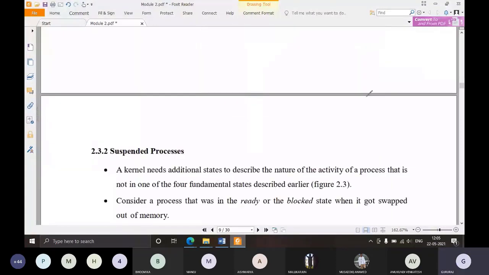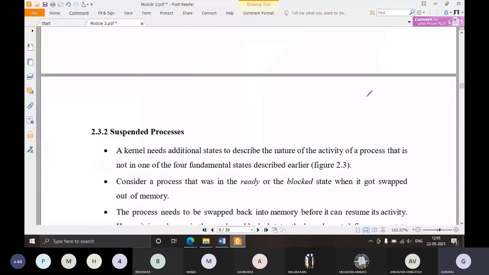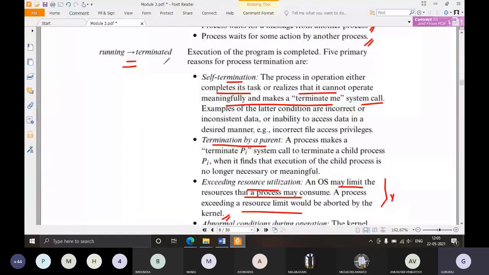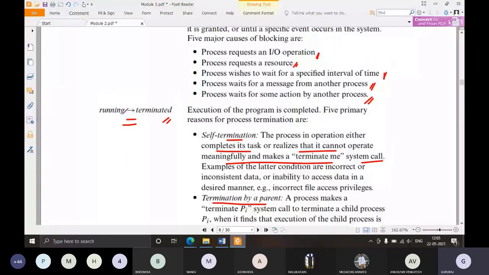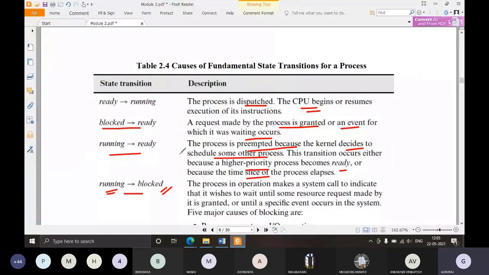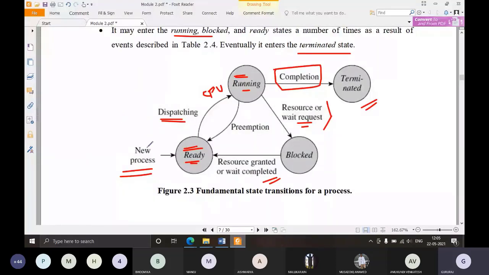So these are the conditions that can result in a process transition from running to terminated. These can be asked. Explain the process state transitions along with description. So you have to write the diagram and this table.